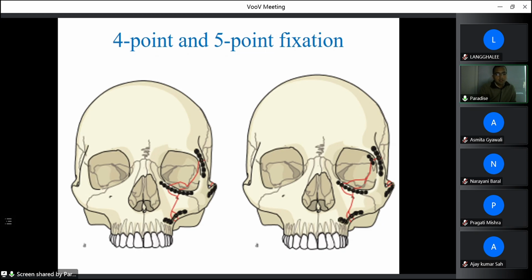Another thing, in case of the zygomatic arch, even though it is considered as an arch, you have to put a straight plate. You don't have to bend the plate. If you bend the plate, there will be outward bulging.